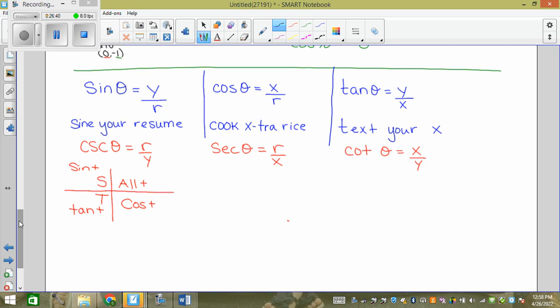What you need to know, and you could put this on your little sheet if it helps you out as well: cos is positive here, and so is secant because they're friends. Sine is positive here, so is cosecant because it's just the reciprocal of sine. Tan is positive here, so is cotan. And then all are positive in quadrant 1, all 6.